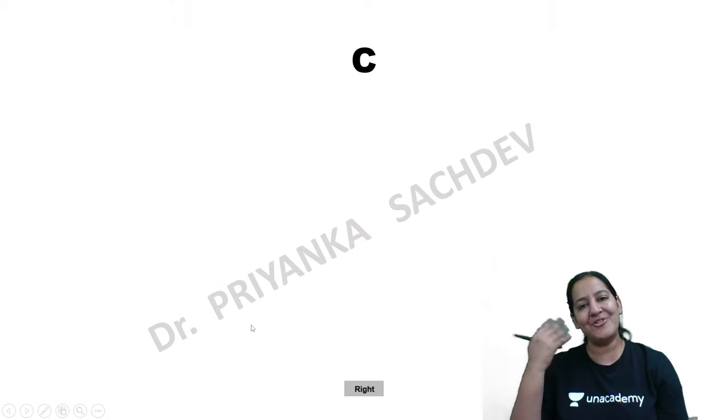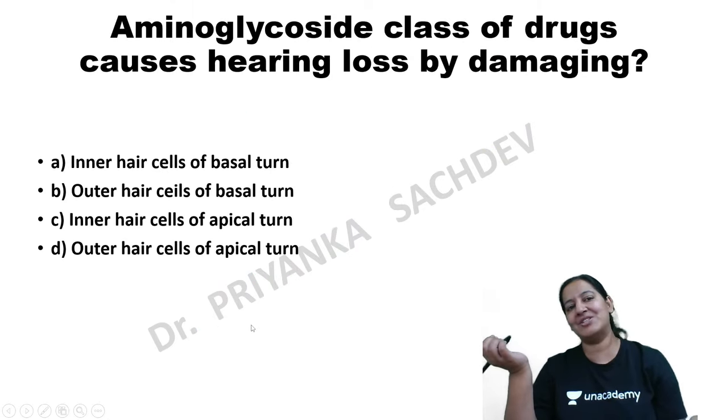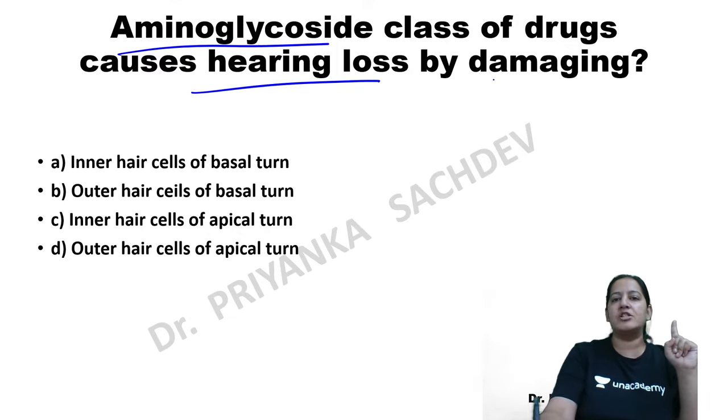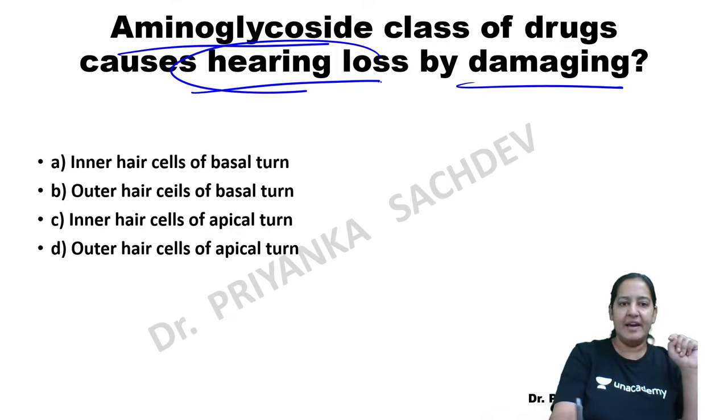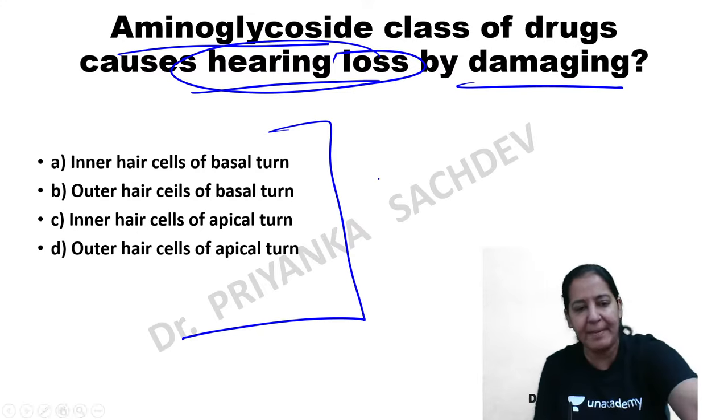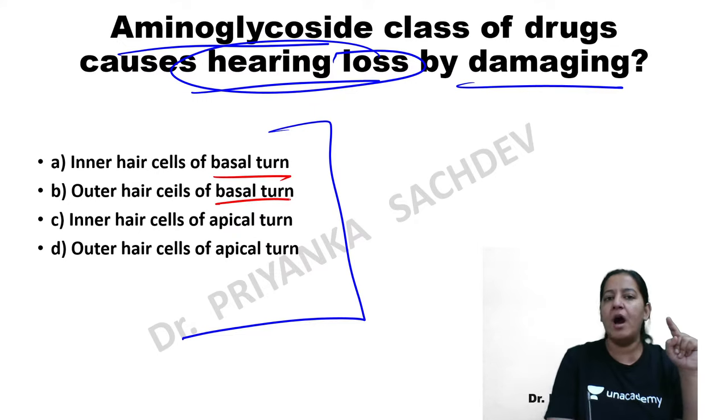Right? So, the tricky questions are there. Anyways, coming to the next question, tell me the answer. Aminoglycoside causes hearing loss by damaging what? We know it causes hearing loss by damaging the cochlea. So, where in the cochlea? Does it damage the basal turn of the cochlea or does it first damage the apical turn?